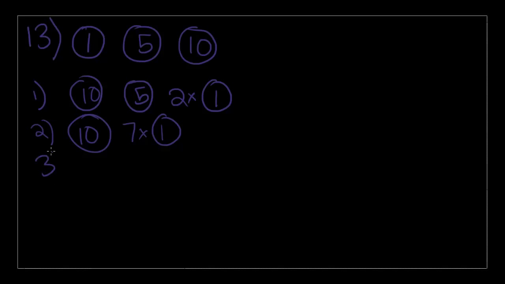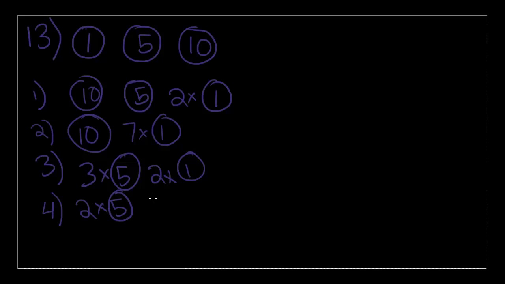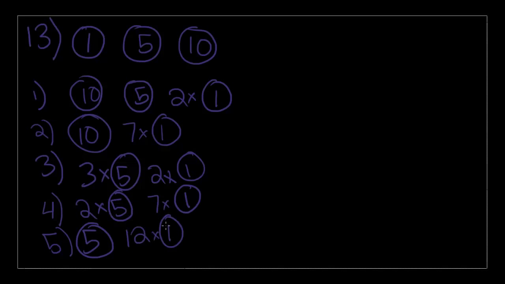So number 3 combination will be with 5 tokens. 3 5 tokens, which is 15, and 2 1 tokens. Okay, and choice 4 can be 2 5 tokens, and then that's 10, so 7 1 tokens. Or it can be just one 5 token, and so that's 5, so 12 1 tokens. And finally, the last option is if they're all 1 token. So that's a possible of 6 combinations.